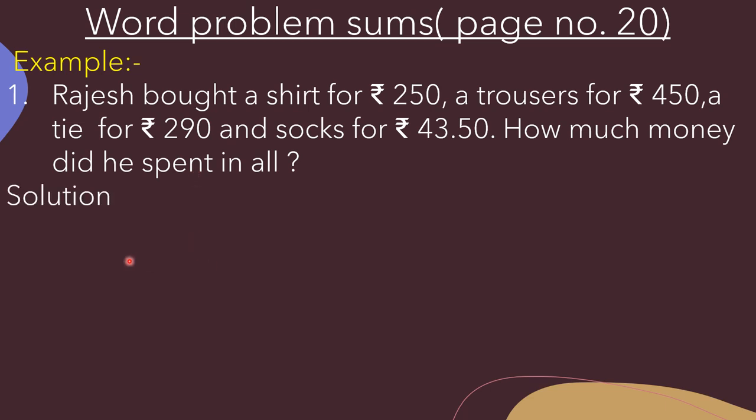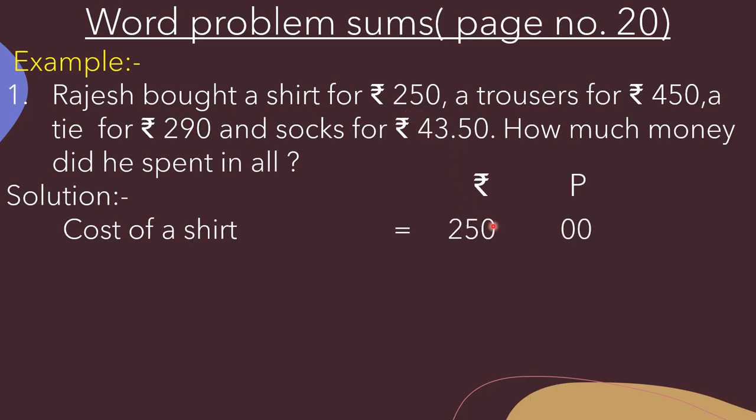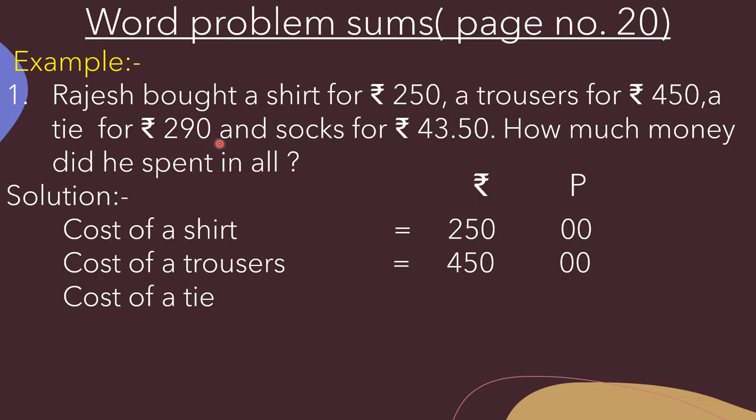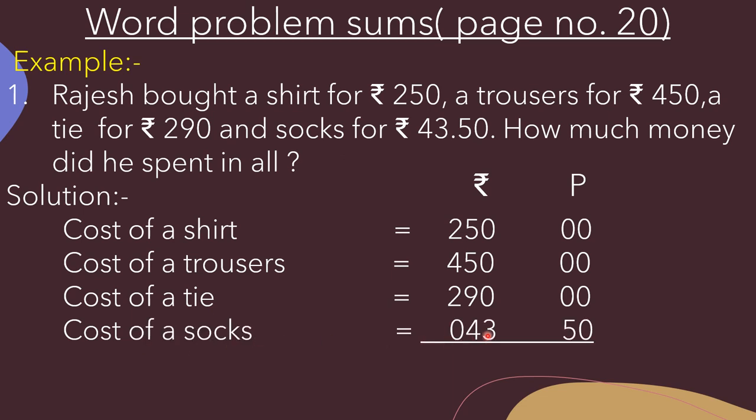Okay, so let's start. First of all, we will write rupees and paise columns. Now the cost of a shirt is rupees 250, so we will write 250 below the rupees column and 00 below the paise column. Now the cost of trousers is rupees 450, and the cost of tie is rupees 290. Now the cost of socks is rupees 43.50 paise. Okay, now we have to add, and the money he spent in all is the total.